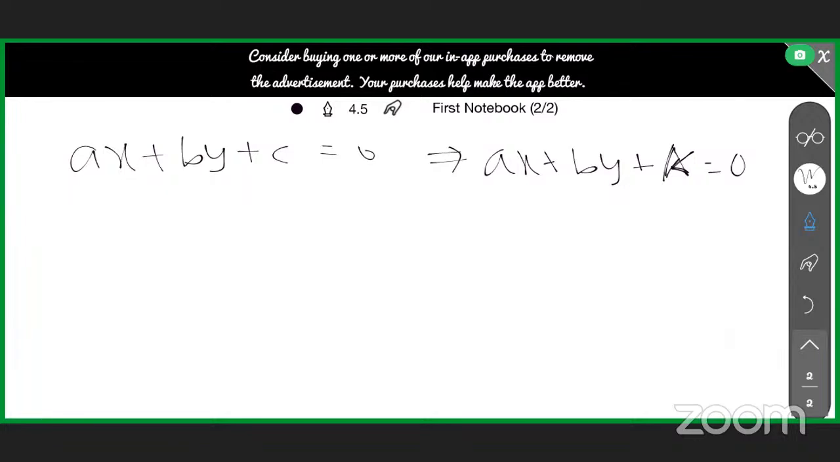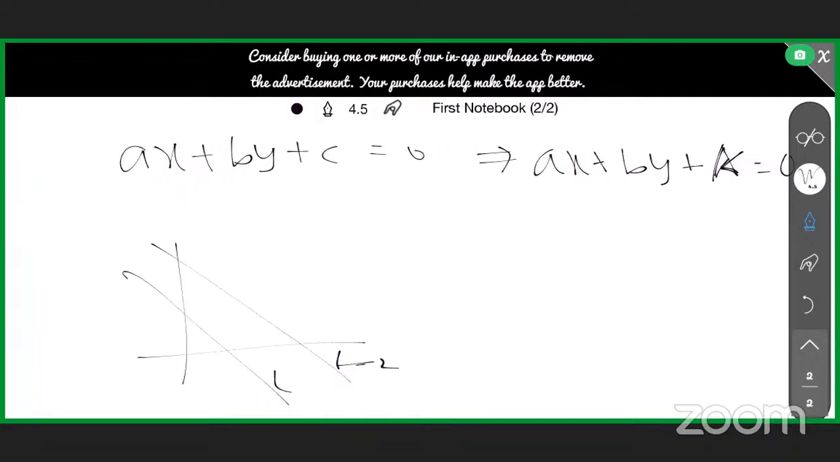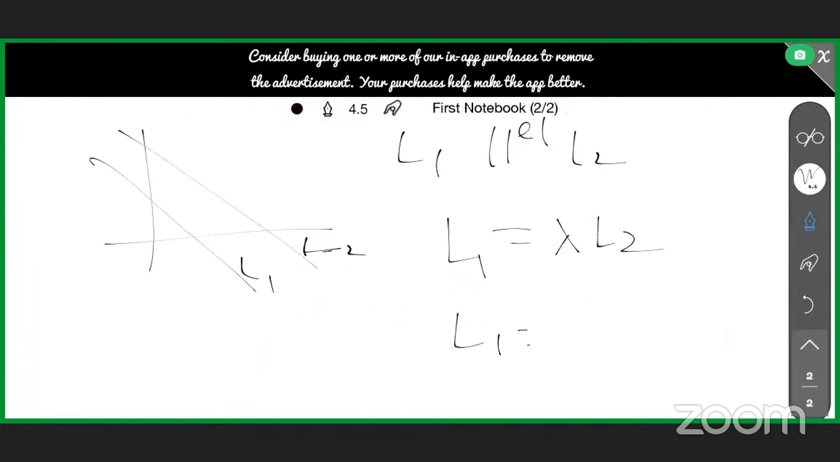What is this k? Let us say I take two lines. If L1 is parallel to L2, it means L1 should be equal to some multiple of L2, correct? Let us say L1 is equal to 2 times L2. So this lambda, this 2 or something, is called the constant. It can be a distance between them.